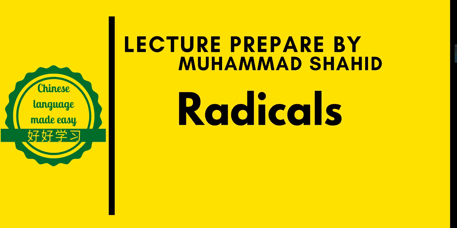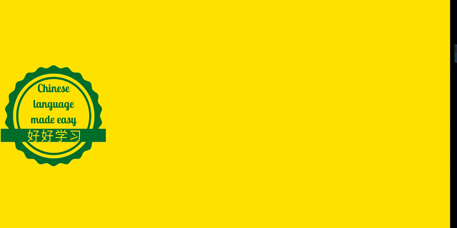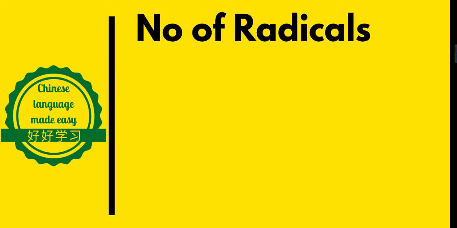And these are radicals. Radicals in the Chinese language are known as 部首. For instance, I gave some radical signs in this lecture, but first I'll tell you the number of radicals, how many radicals there are in the Chinese language. Many books document that there are 214 Chinese radical signs included in the Chinese language.